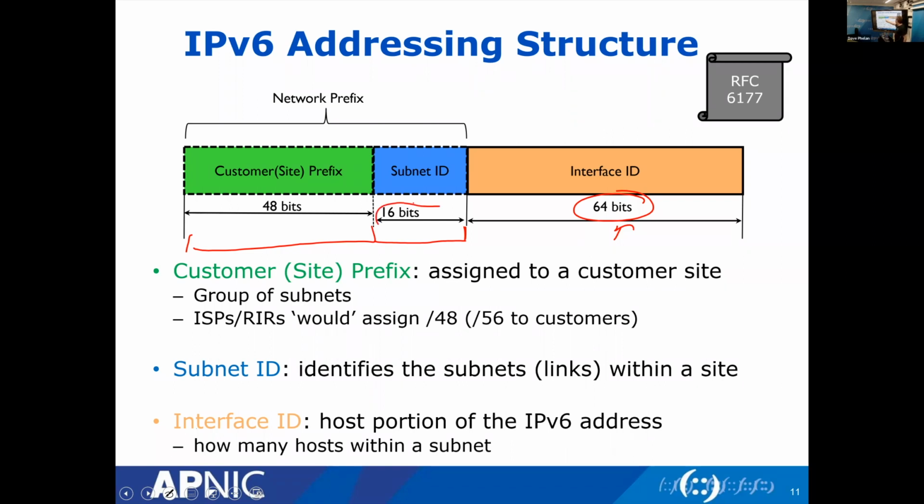If I've got 16 bits of addressing, how many subnets or how many network segments can I have if I've got 16 bits? Anyone? I've been allocated a /48. We can't mess with this bit here, right? This bit here, 65K in round numbers. So I can have 65,000 VLANs, network segments, whatever you want to call it. We call that a subnet ID.